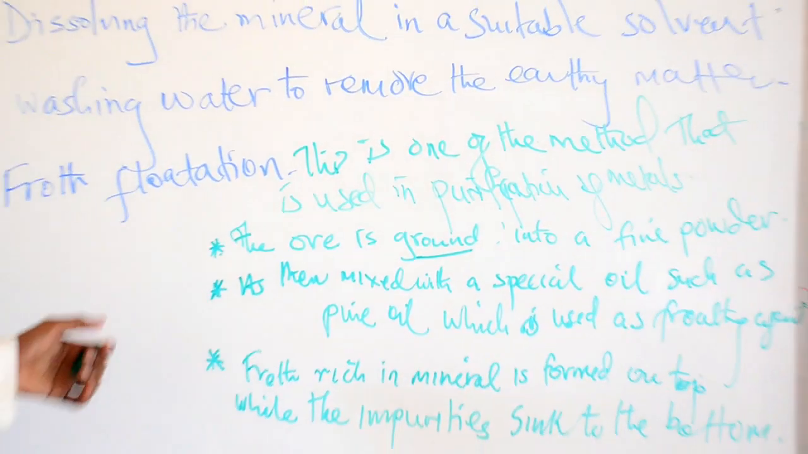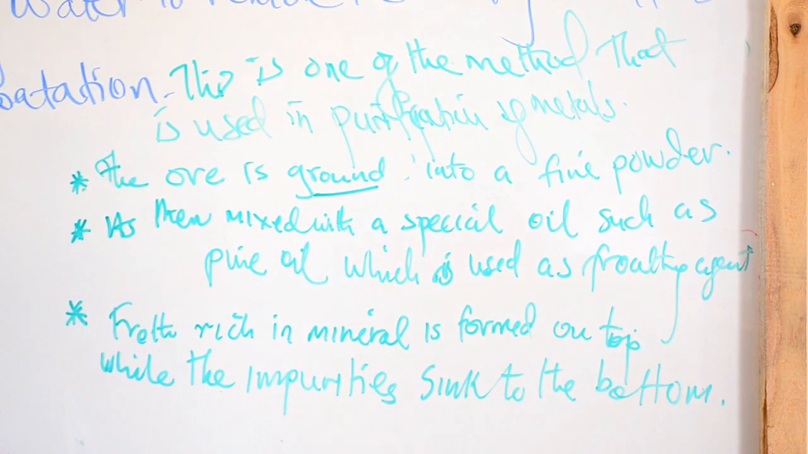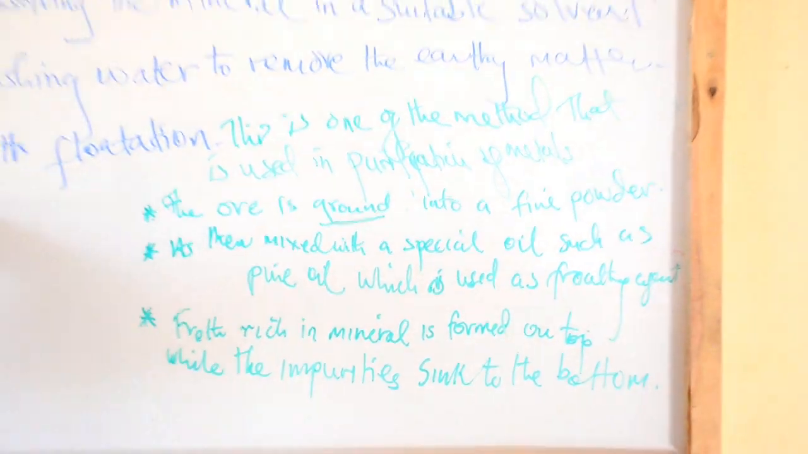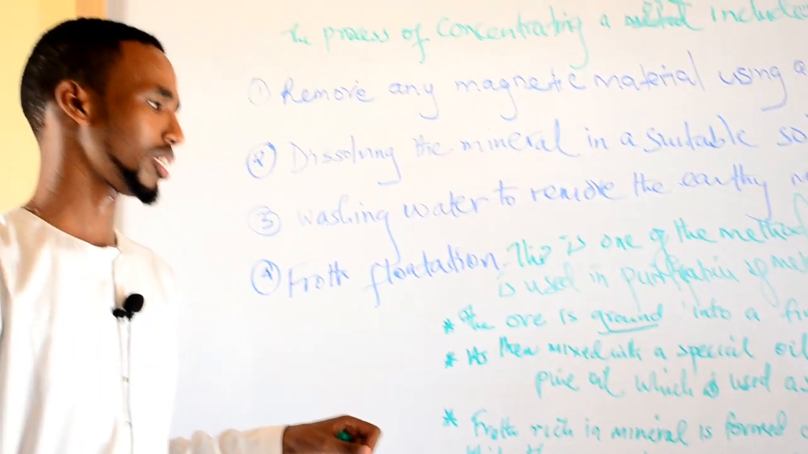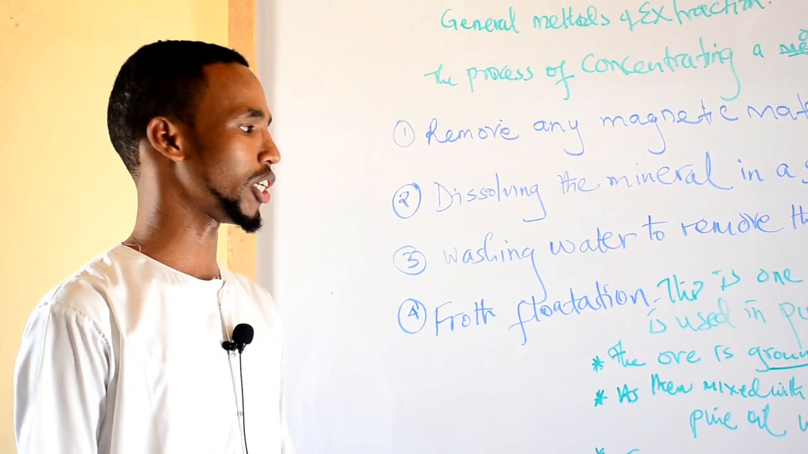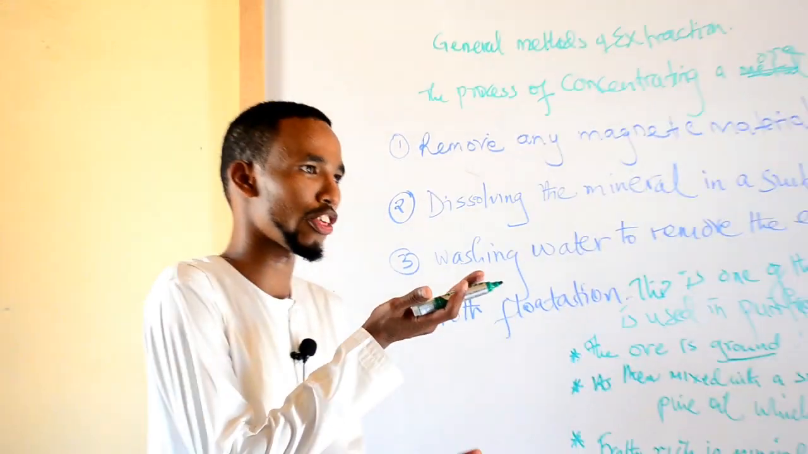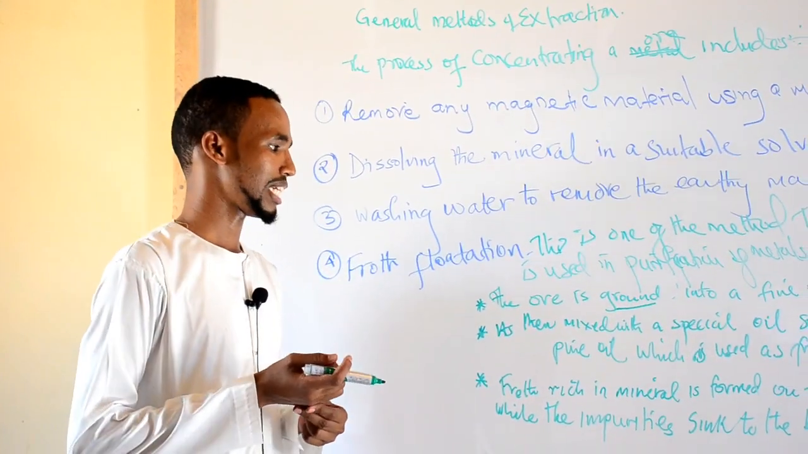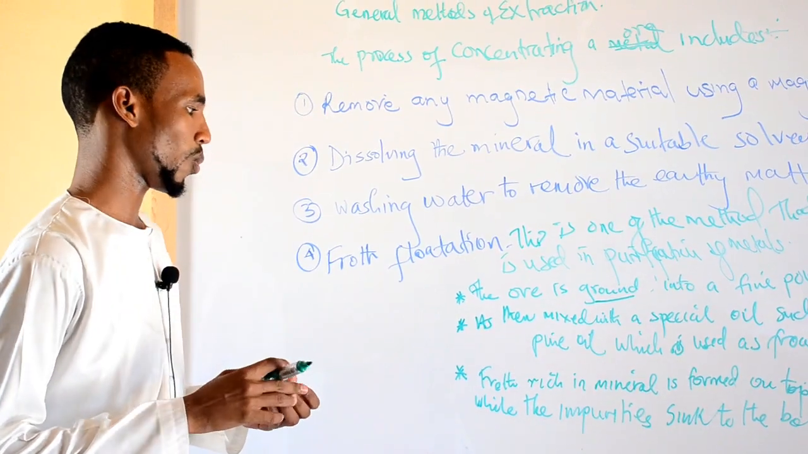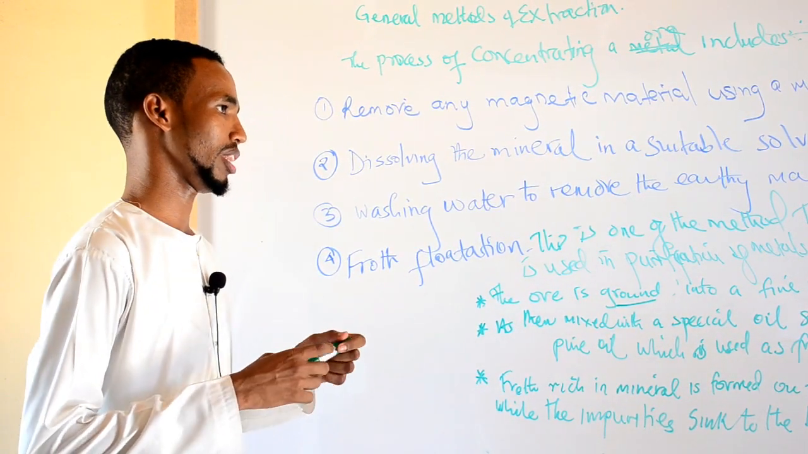So this is one of the most important processes of purifying metals before they are extracted. So froth flotation is the most commonly used. We said the ore is ground into fine powder, then it is mixed with a special oil, such as pine oil, then a froth is formed on top, while the impurities will sink to the bottom.